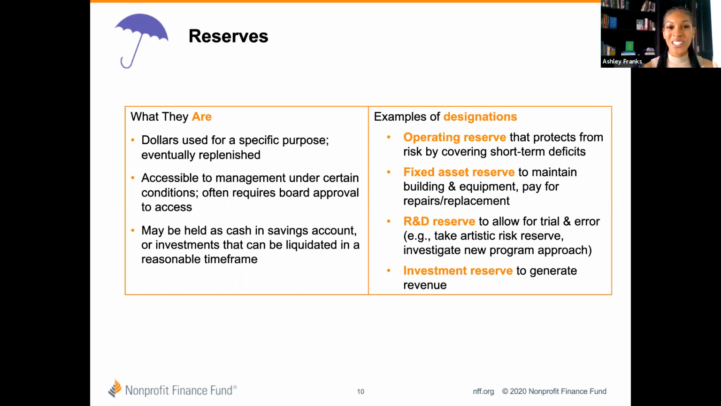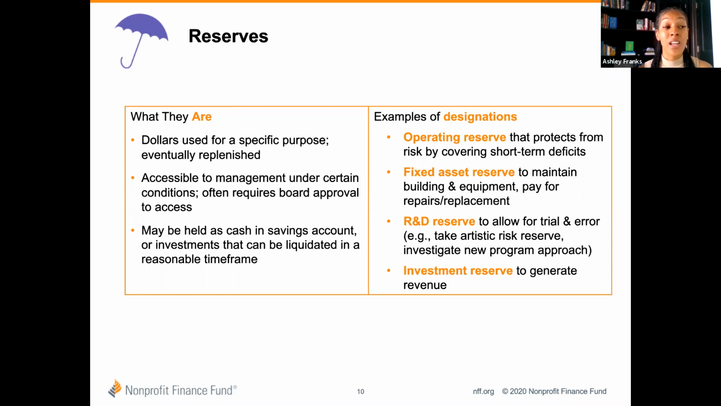Now we're on reserves, which is different from working capital, and I'll explain that difference in a moment. Reserves are dollars used for a specific purpose that are eventually replenished. Reserves are typically board designated, and some examples of designations are operating reserves. So this is money that is intended to protect from risk by covering short-term deficits. So let's say you have a bad fundraising year, or a global pandemic hits. You want to be able to draw from your reserves to cover losses.